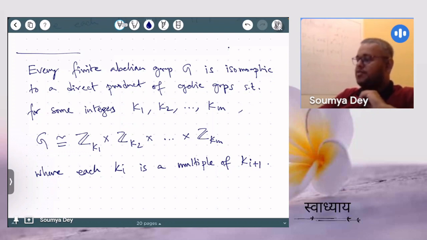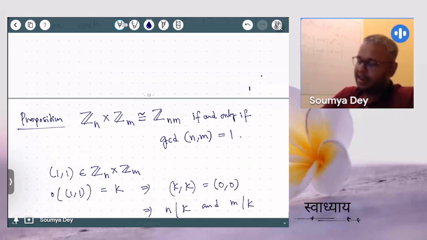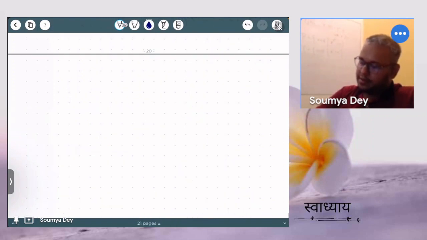So you see, whatever we have done so far, everything was about finite abelian groups. But you should wonder, we have given the name of this event, Svādhyāya 1.1, as finitely generated abelian groups, right? So what is the meaning of finitely generated abelian groups? Finite abelian groups you have understood. But what is the meaning of finitely generated abelian groups? Okay, let us define that. What is the meaning of finitely generated?